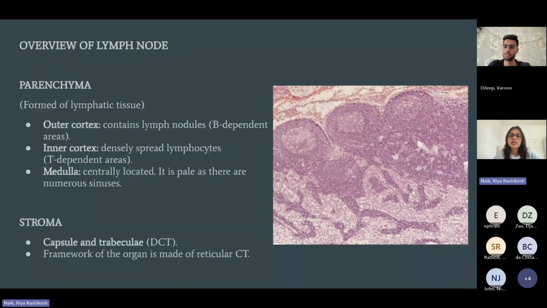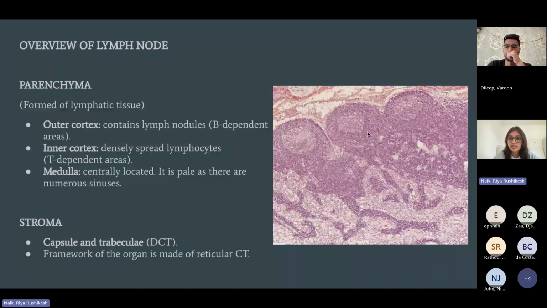So let's talk about the structure of the lymph node in more detail. Like I said, it is a parenchymatous organ, so it has parenchyma and a stroma. The parenchyma of the lymph node consists of three things: the outer cortex, the inner cortex, and the medulla.